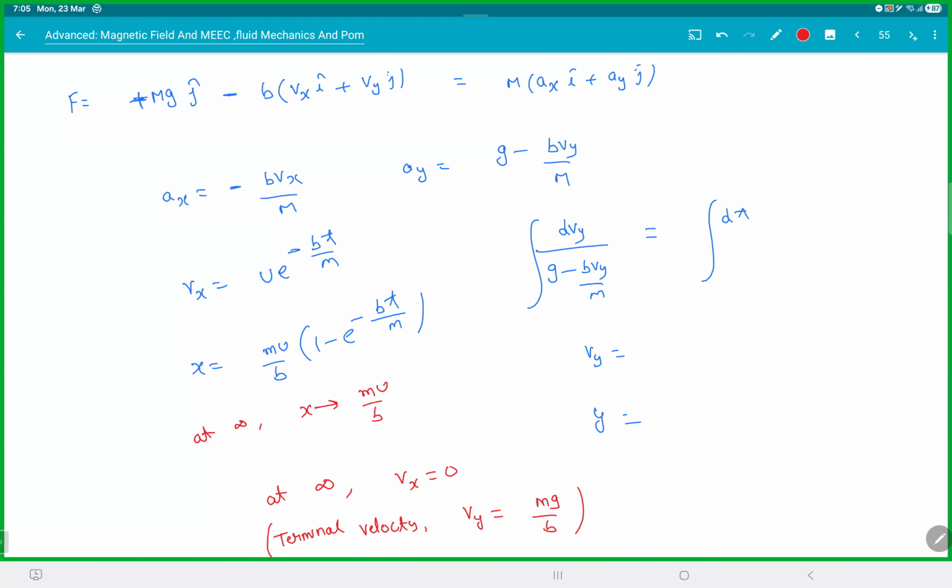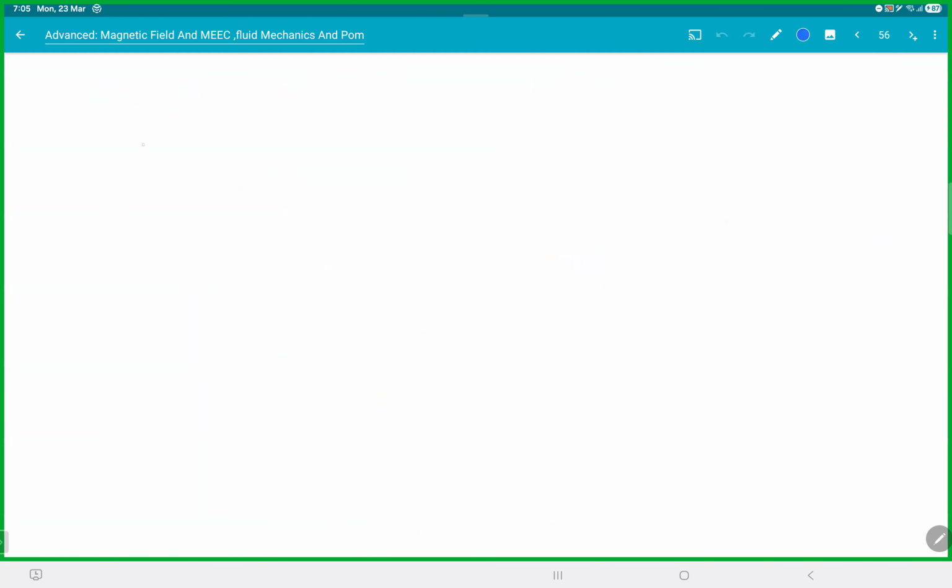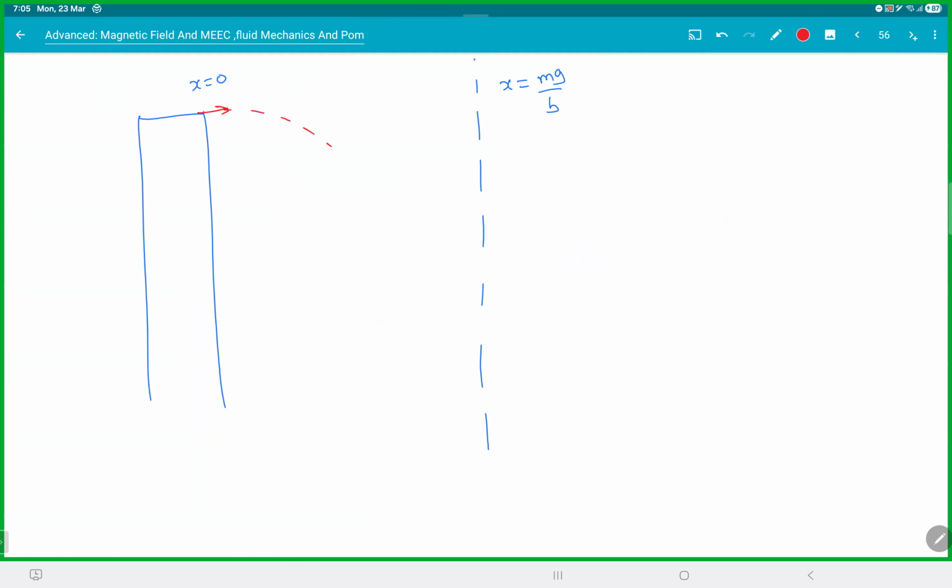Means no matter what you do, no matter whatever is the height of the building, you cannot cross this x coordinate. So if you look at the whole trajectory, it looks something of this sort. So there is a particular line here. If you take this as x equal to 0, this is x equal to mu by b. And this particle, as it gets closer and closer, it gets closer to the line, but it will never touch the line. So this is your range.